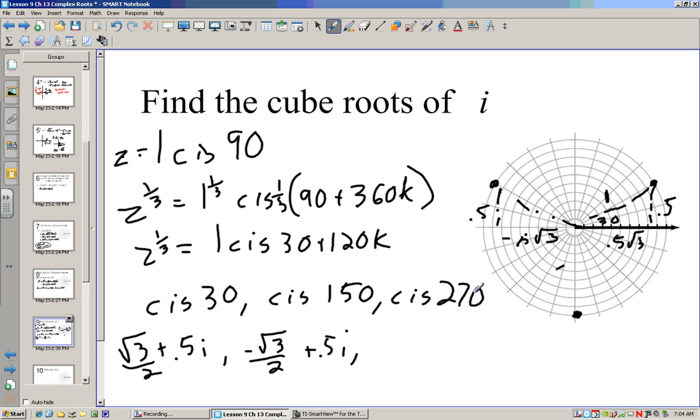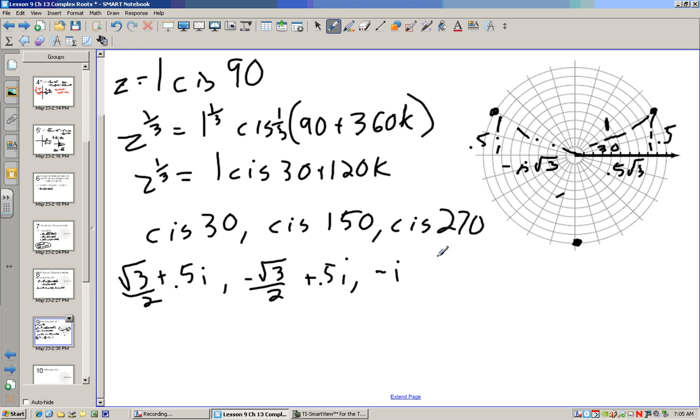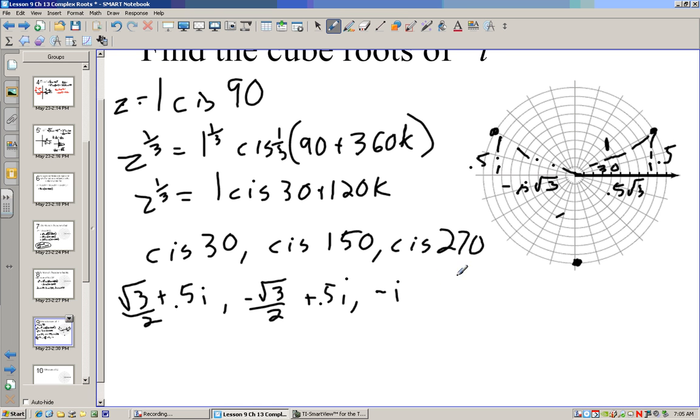And cosine plus i sine of 270 would just be at the point negative i, because it just goes down. There's no real component to that. So the interesting thing is if we take any of these to the third power, we should get back at i. Like if we take negative i to the third power, we know i to the third power is negative i. So negative i would give us a positive i. Same if we did it for these. If we took this to the third power, we should get back at i.